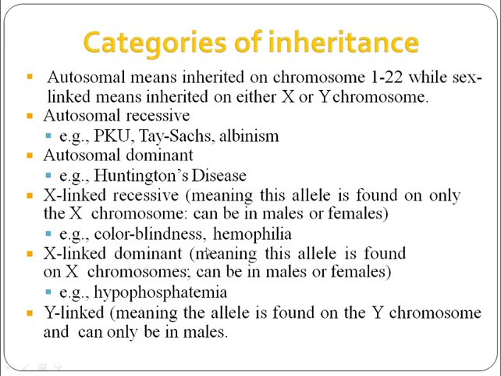Examples are color blindness and hemophilia. Then X-linked dominant means this allele is found on the X chromosome and can be in males or females. An example is hypophosphatemia. Then Y-linked means the allele is found on the Y chromosome and can only be in males.